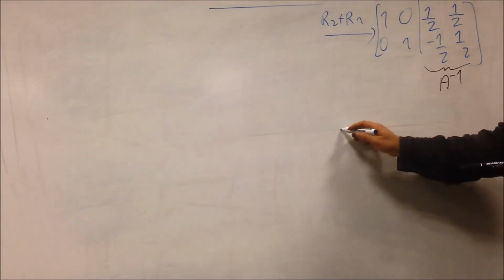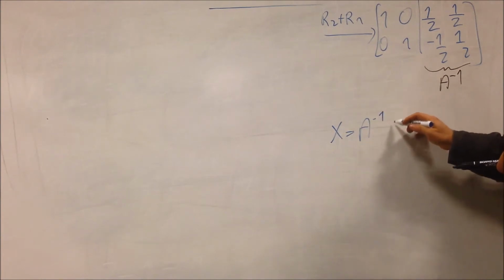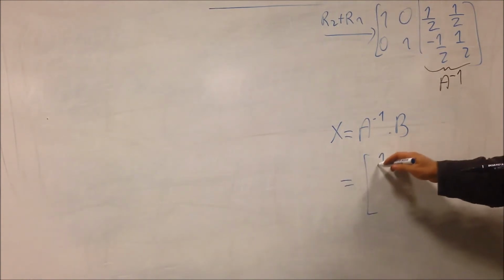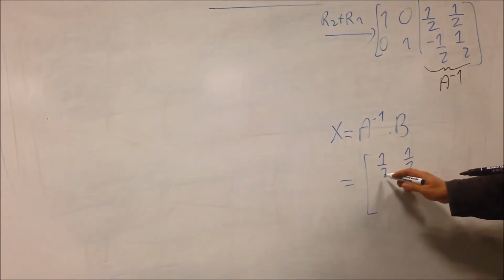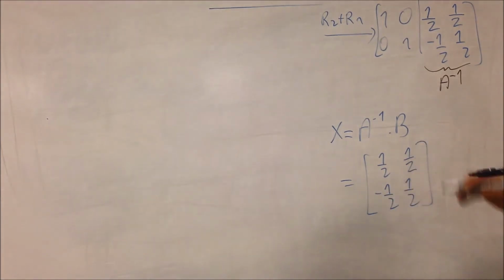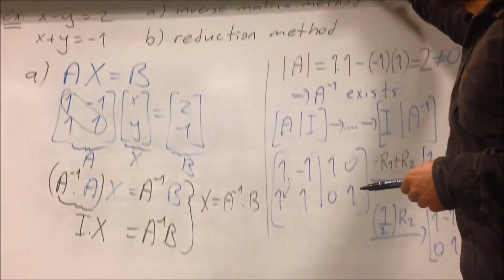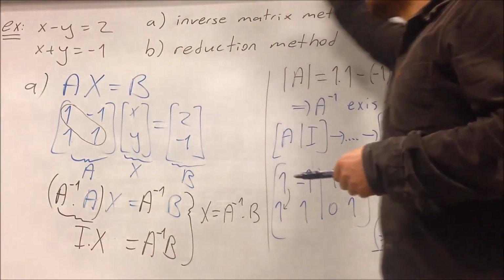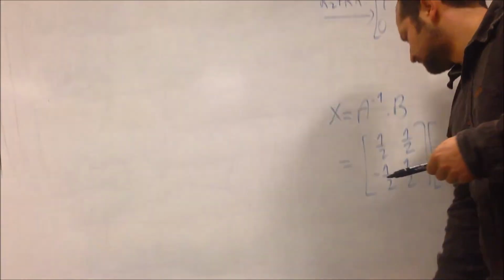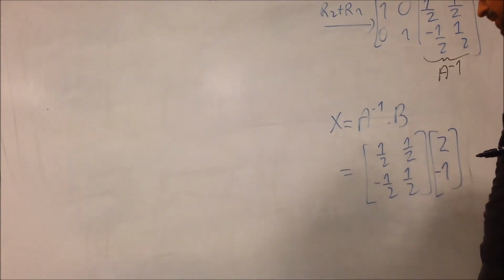The multiplication phase. X equals A inverse B. Indeed, this is 1 over 2 times 1 over 2, 1 over 2, minus 1 over 2, 1 over 2, times the constants matrix on the right hand side. If we check it out, it's 2 and minus 1, the constants on the right hand side. We obtain the following result.